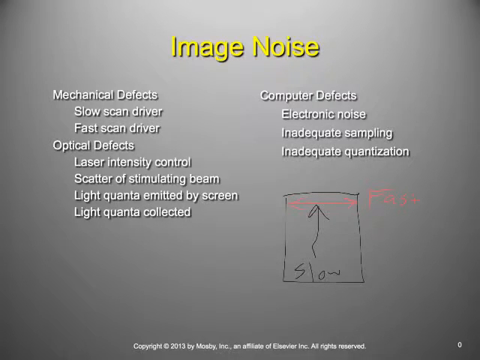There can be problems with the way the light is actually emitted or collected from the crystal during the collection process, and then of course any kind of electronic noise, an inadequate sample, and inadequate quantization. All those things, this stuff here in particular, would lead to what we call quantum mottle. I think we've talked about quantum mottle some, but it means we just don't have enough signal to produce an image, and so the picture is going to look kind of grainy. Those are the primary things that we need to think about in terms of noise.